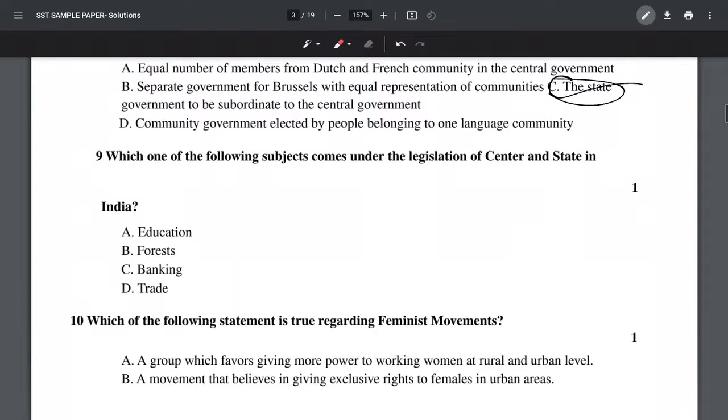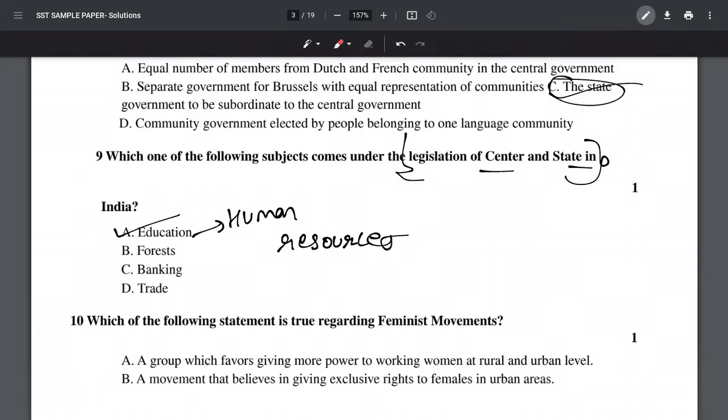Next one. Which of the following subjects come under legislation of center and state in India? The direct answer is education. Education is the only thing which will come in the legislation of center and the state, because only when education is proper can human resources be formed, isn't it? Human resources will be formed when the education is proper.